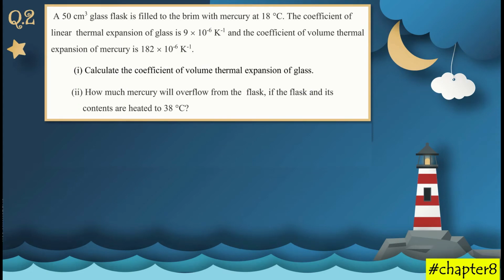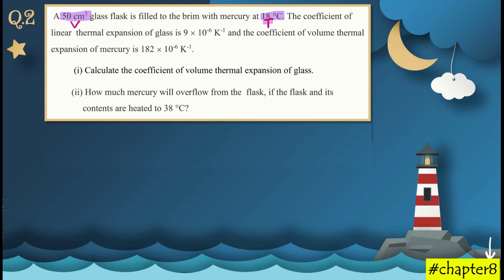Okay, the second question of the week. This question is again from chapter 12. The question is: a 50 cm cube glass flask, so we have the volume here, is filled to the brim with mercury at 18 degrees Celsius. So we have volume, we have temperature, the coefficient of linear thermal expansion.